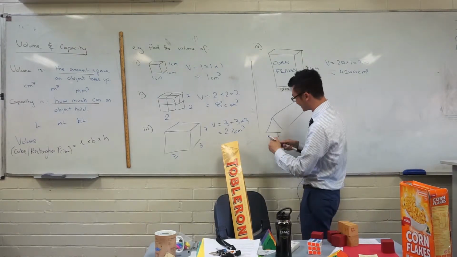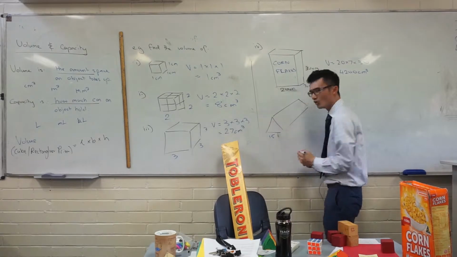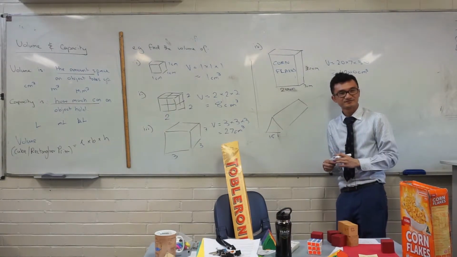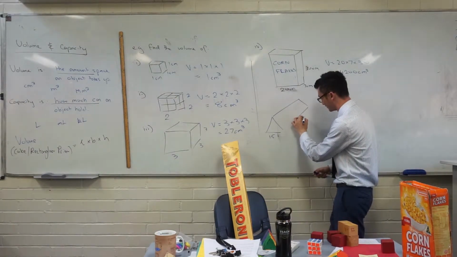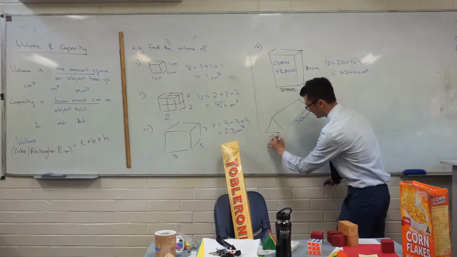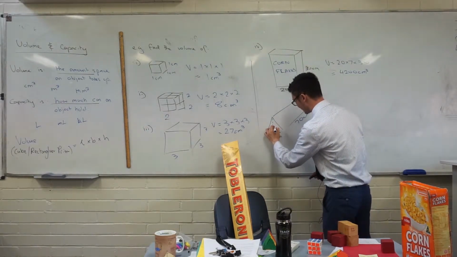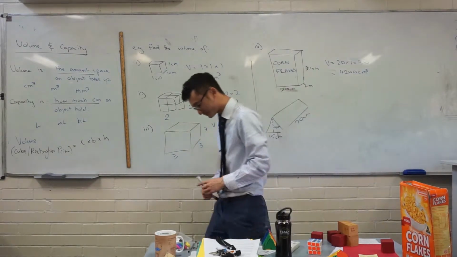This measurement here is about 15 centimeters. What other lengths do we need? You need the height and the length. The length this way, okay. This is about 70 centimeters. Whoa, big change. And this is about 10. Have a go at finding the volume now.